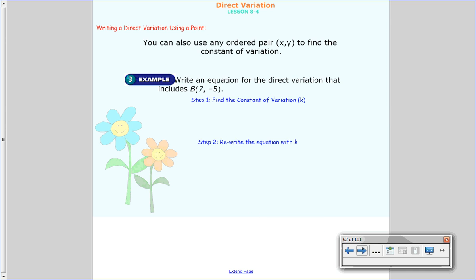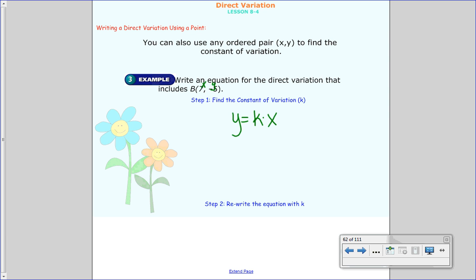All right, final piece, writing a direct variation using a point. And it's really the same idea of what we've been doing that first time around, or really the whole night. You can use any ordered pair, so you don't have to just have a table. You could use a number on a graph to find the constant. So here in B, they say write an equation for the direct variation that includes this point, (7, -5). Well, again, we know this is X, this is Y. So our first job is really just to fill in that constant or direct variation equation.